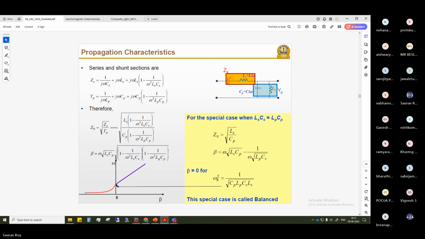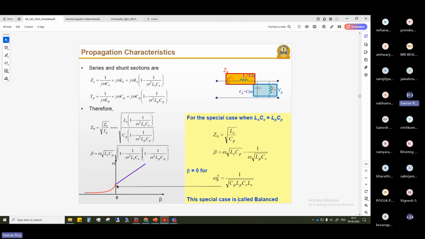See how curious this is. If you operate at this frequency in this artificially designed transmission line, there will not be any phase shift. Okay. So this special case is called a balanced CRLH line, where beta becomes 0.